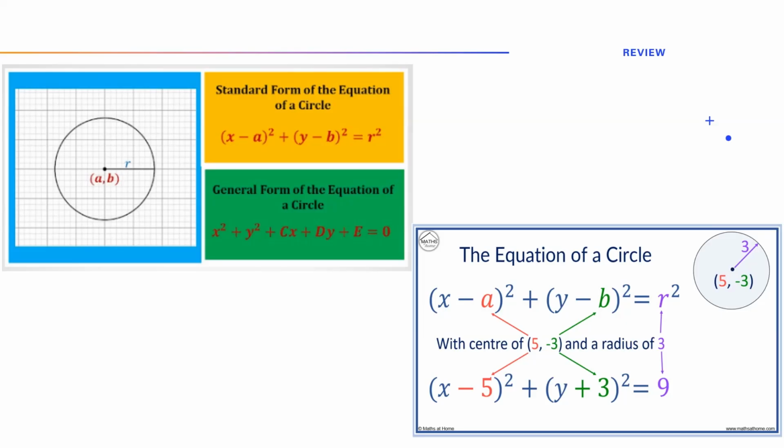To start, we will review the equations of a circle. If we have standard form, it will be x minus a all squared plus y minus b all squared equals r squared. And we know that (a, b) is the coordinate of the center of the circle, and r is the radius.